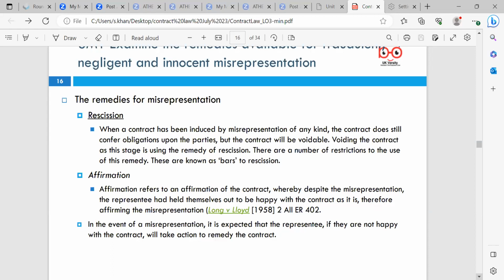There are a number of restrictions to use of this remedy. These are known as bars to rescission. Affirmation. Affirmation refers to an affirmation of the contract whereby, despite the misrepresentation, the representee had held themselves out to be happy with the contract as it is, therefore affirming the contract, as in the case of Long and Lloyd 1958 2 All ER 402. In the event of misrepresentation, it is expected that the representee, if they are not happy with the contract, will take action to remedy the contract.